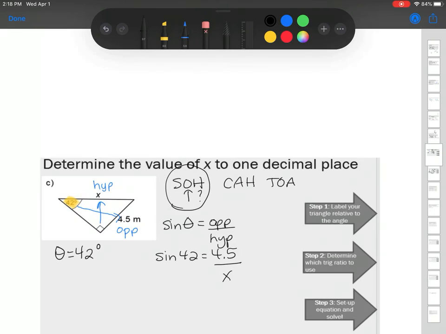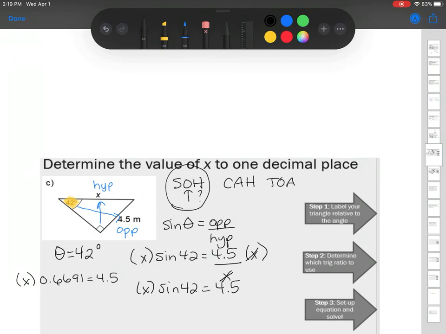So if x is in the bottom or divided, then in order to get it out of the bottom, the inverse operation, we're going to multiply just like we did with the 30. Now then, to isolate the x, what we need to do is divide by sine 42. Some people that freaks them out, so they would like to have it as a number. You can certainly do that. So I'm going to write that over here. Sine 42 is 0.6691.